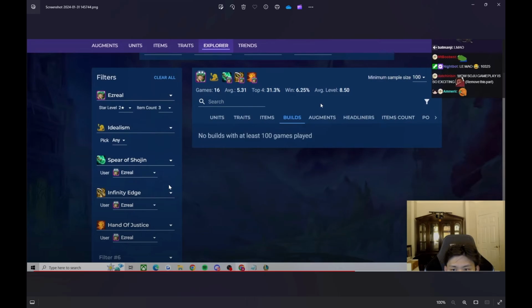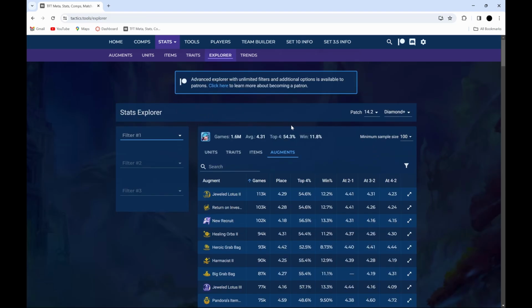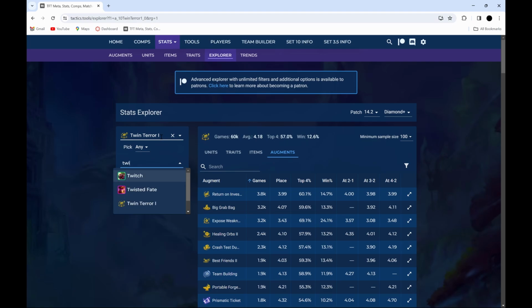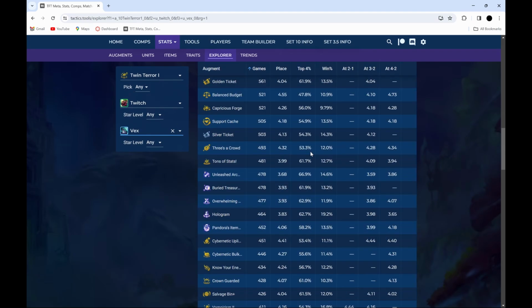Another instance where sample size becomes an issue is when we are looking at lines that are infrequently played, such as lines that require specific augments. For example, one comp that can be difficult to find data for is Twin Terror comps, because they obviously require the Twin Terror augment to play. You can see here, if we filter by Twin Terror, Twitch, and Vex, some of these augments only have a few hundred data points, and this is more than halfway through the patch. In the early days of the patch, there's even less data to look at.